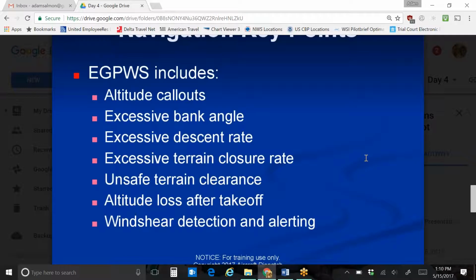The enhanced, this is the EGPWS, otherwise called the GIPWIS, is what you'll hear it referred to as, but it stands for the Enhanced Ground Proximity Warning System. So be able to write down these things on this page so that you know exactly what the GIPWIS does, what things it's looking for.